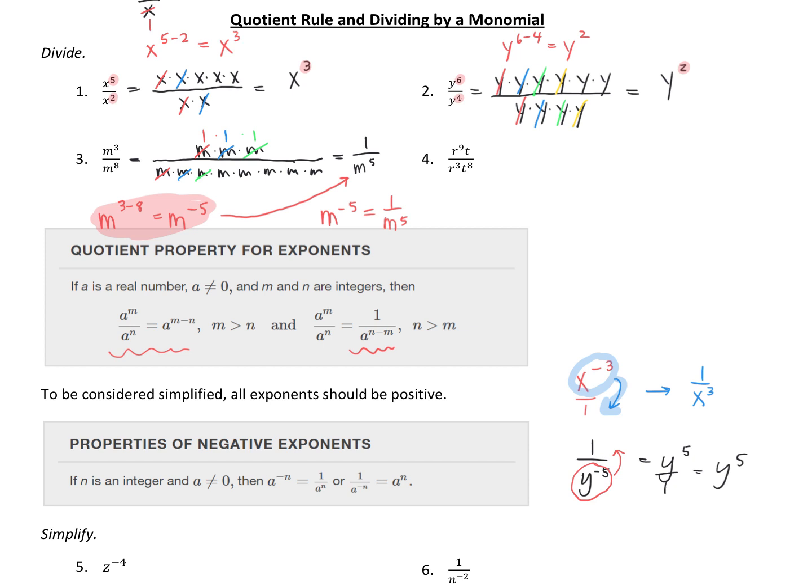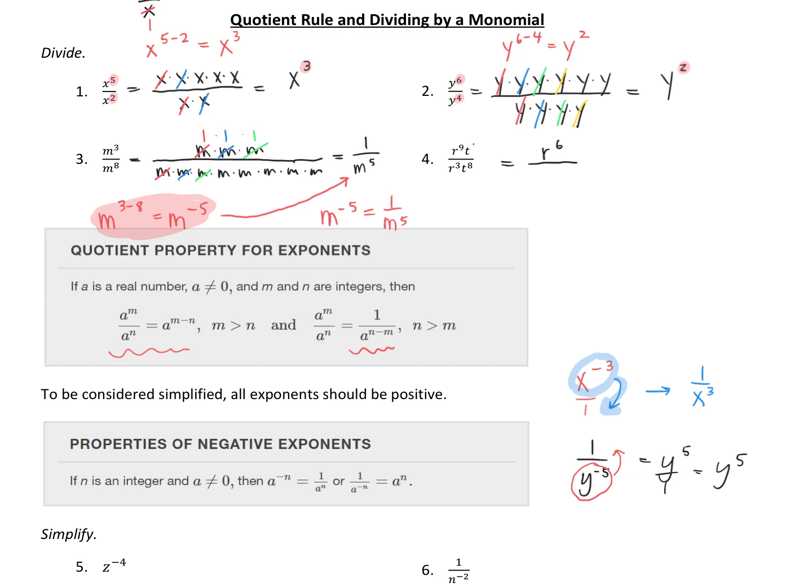Okay, so number 4. Let's look at this. The way I suggest doing this is looking at where the most are and leaving it there positive. So for the r's, I have 9 on top and 3 on the bottom. So 9 is bigger than 3, so the r is going to stay on the top. And I would do 9 minus 3 is 6, so r to the 6th is on the top.